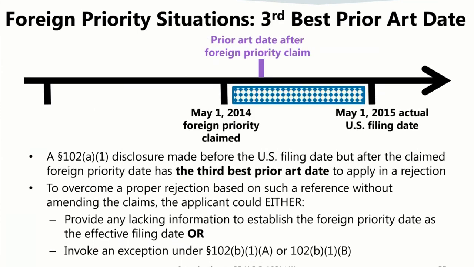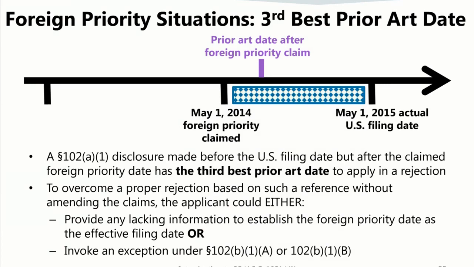Here the reference has the date in the latest time interval, which is between the claimed foreign priority date and the earliest U.S. filing date. In other words, it is an intervening reference. Let's consider the various possibilities. Because applicant has not perfected the foreign priority claim, the effective filing date of the claimed invention is May 1, 2015, the actual filing date.